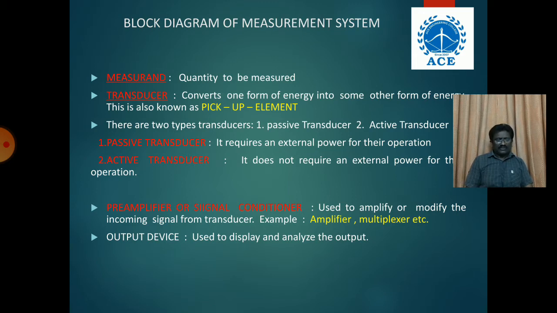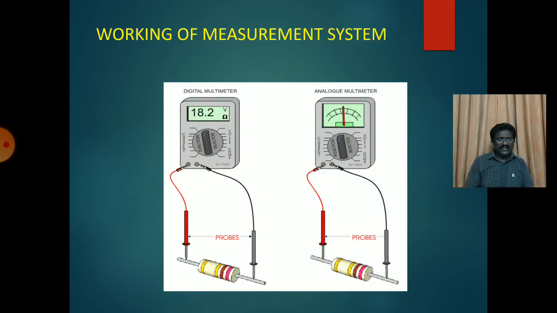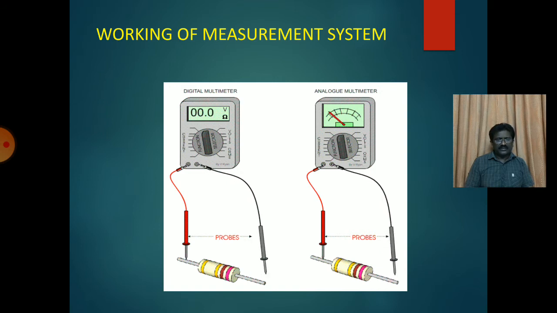So now these are the blocks of the measuring system. Actually here I am showing an example: a digital multimeter and an analog multimeter. This is the animation of the digital multimeter and analog multimeter.